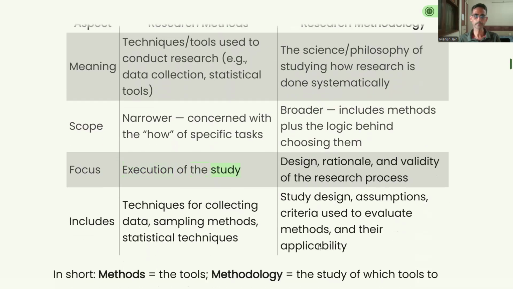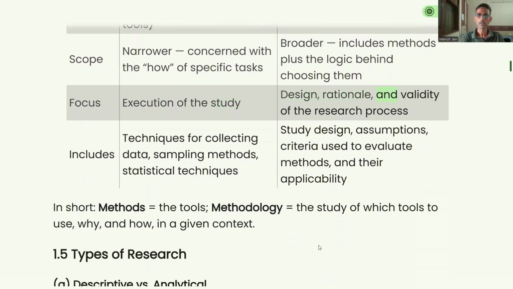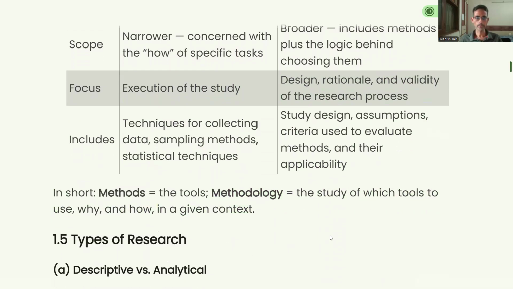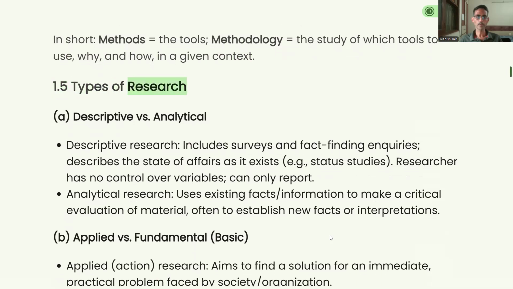Focus: execution of the study. Design, rationale, and validity of the research process. Includes techniques for collecting data, sampling methods, statistical techniques. Study design, assumptions, criteria used to evaluate methods, and their applicability. In short, methods equals the tools, methodology equals the study of which tools to use, why, and how, in a given context. 1.5 Types of research.